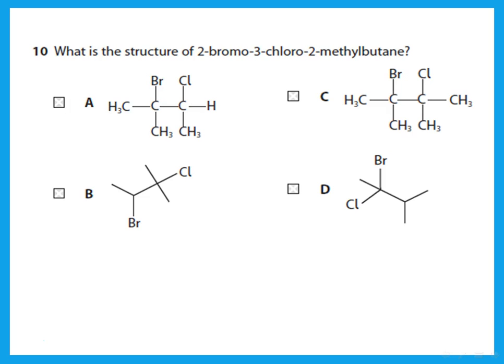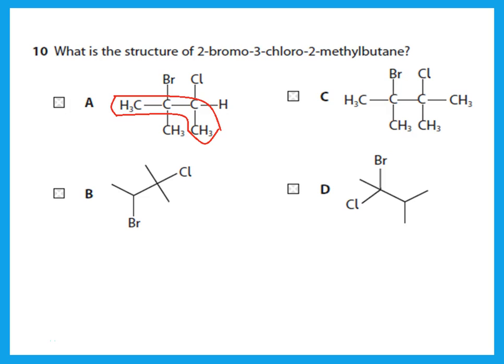What is the structure of 2-bromo, 3-chloro, 2-methyl butane? So we're looking at each of these and seeing which is the compound he's looking for. If you look at the first one, you would find that, okay, this is 1, 2, 3, 4. So remember that you take the longest chain. So this is 4 carbons, so this is butane.